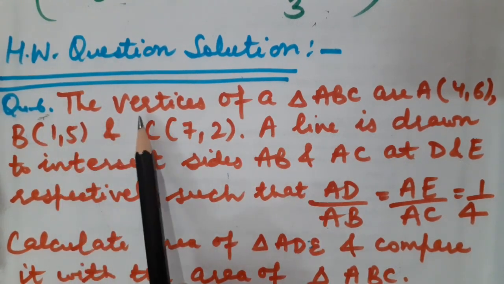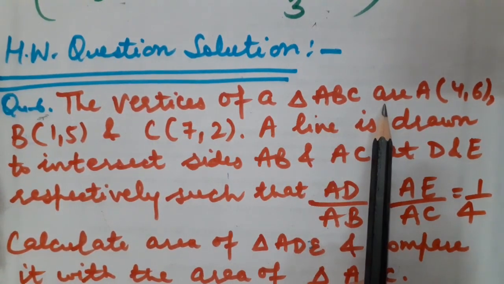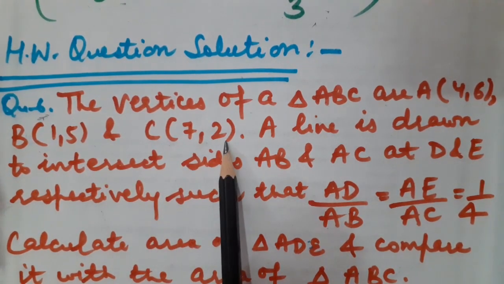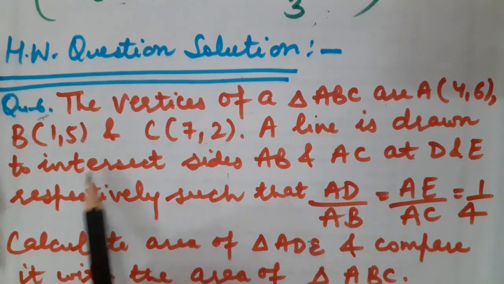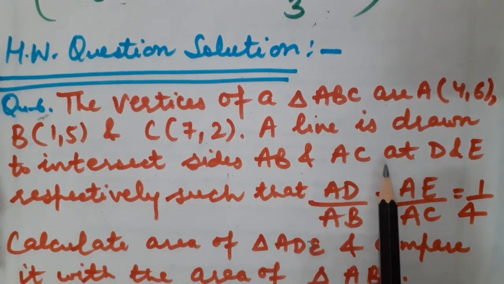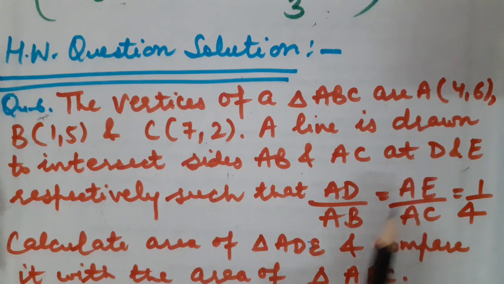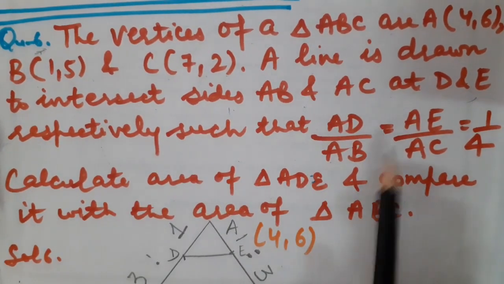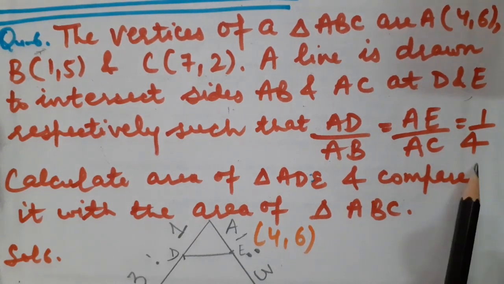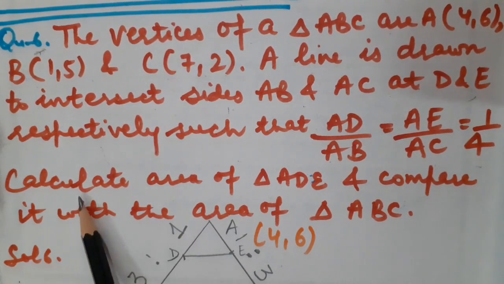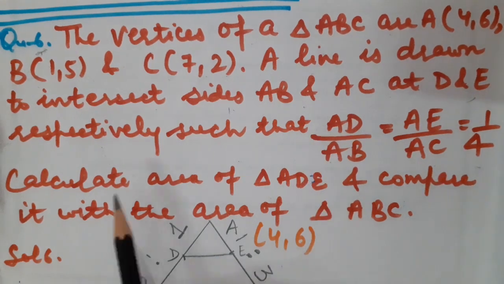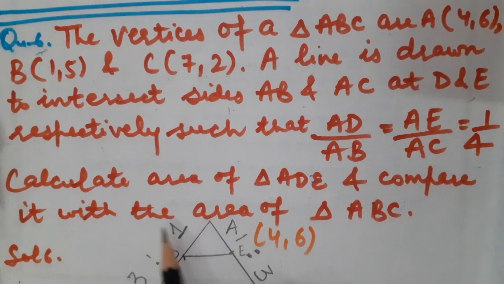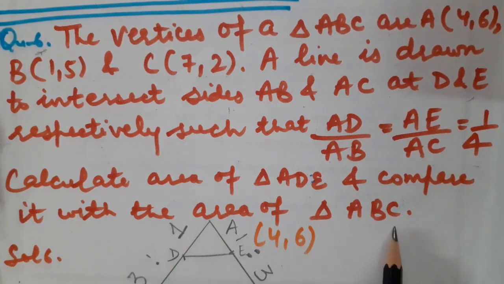Question number 6 says, the vertices of a triangle ABC are A (4,6), B (1,5) and C (7,2). A line is drawn to intersect sides AB and AC at points D and E respectively, such that AD/AB = AE/AC = 1/4. After this, using this relation, you have to calculate the area of the triangle ADE and then compare it with the area of triangle ABC.